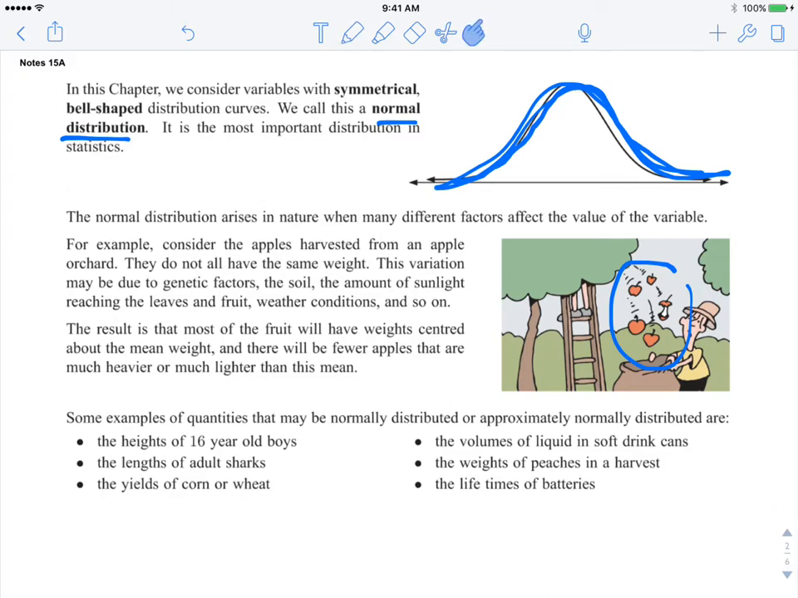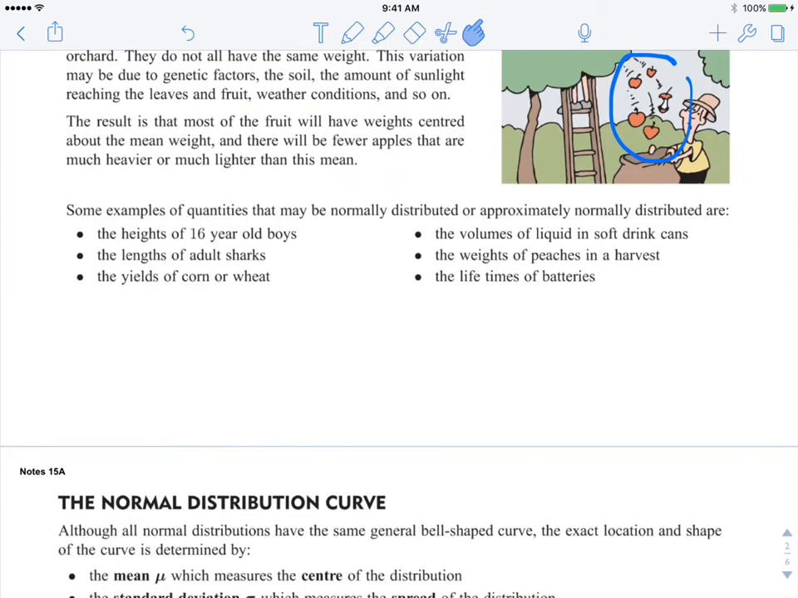So here in this bottom section, if you'd like, you can pause and read some of those examples of when normal distribution would be a good choice.